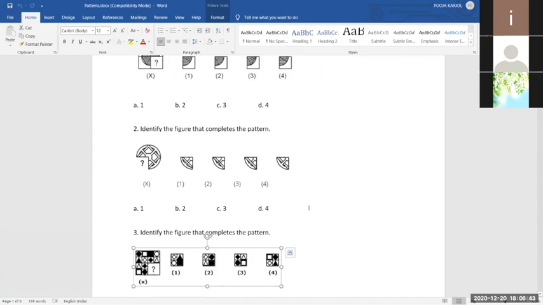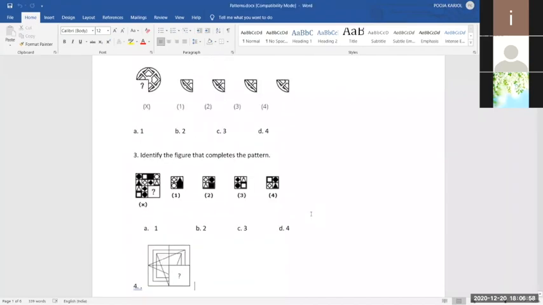Okay, see, this pattern itself is not a difficult one. It's just that you have to find the pattern soon and thoroughly. Okay, try the next one. It's a little more complicated.